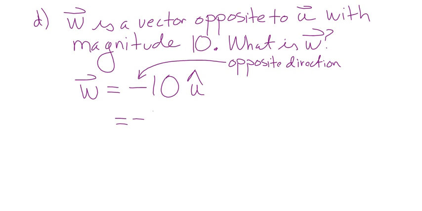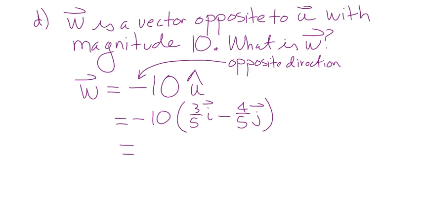Okay, so that's negative 10 times 3/5 i minus 4/5 j, which is equal to negative 6i plus 8j. So there is vector W.